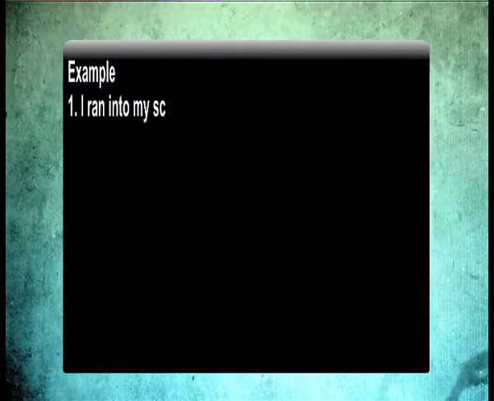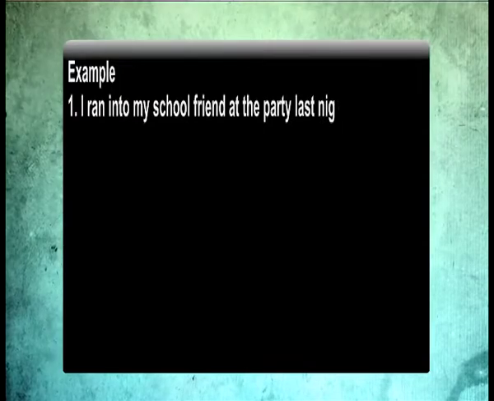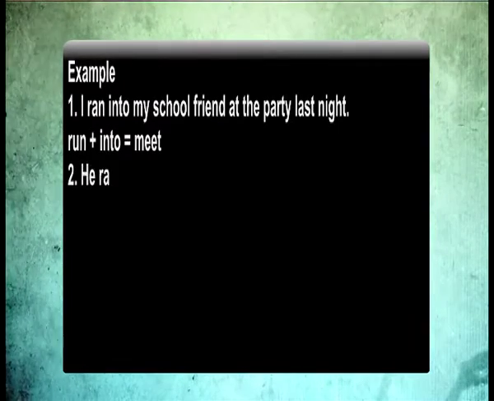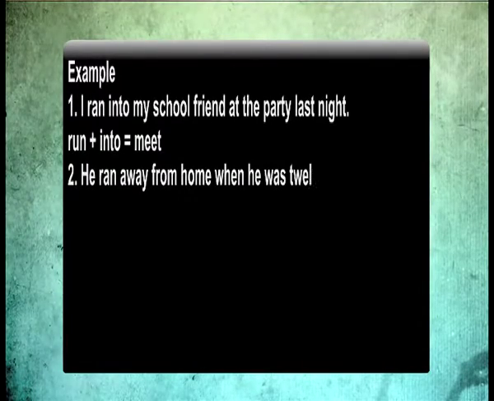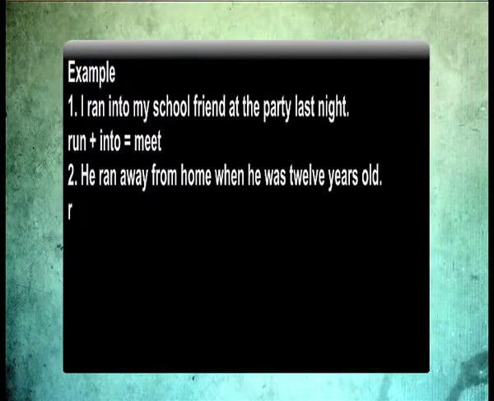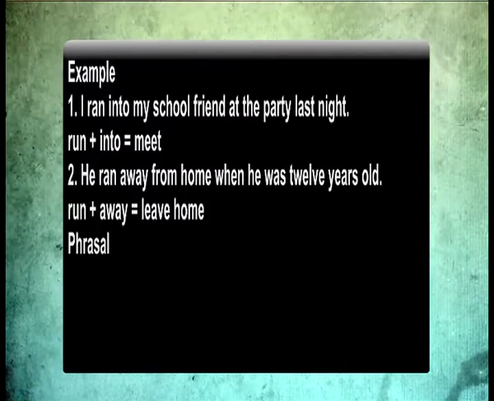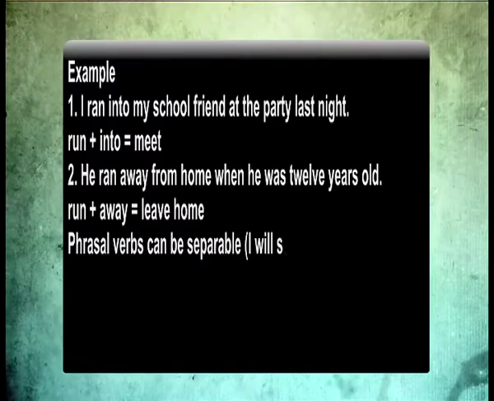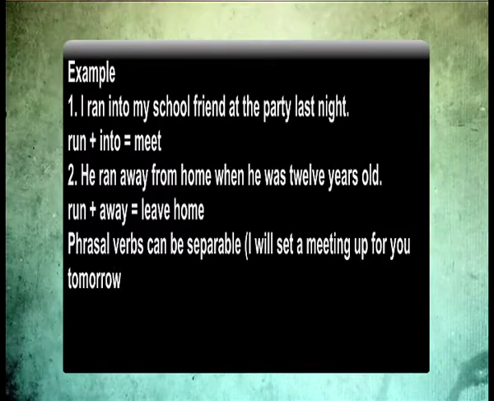Examples. Number 1, I ran into my school friend at the party last night. Run plus into is equal to meeting. So run plus into is equal to meeting. That is meet. It means meet. Number 2, he ran away from home when he was 12 years old. Run plus away means leave home.